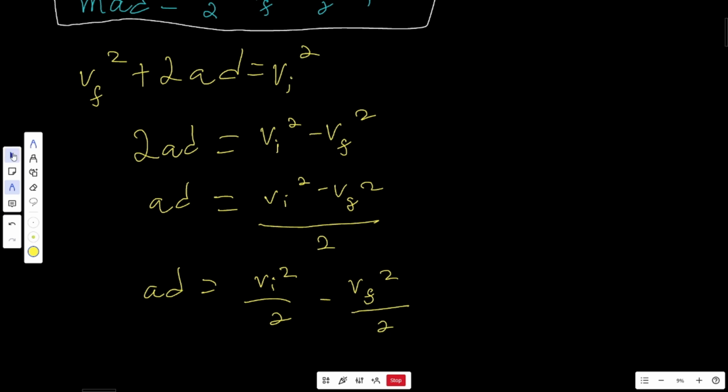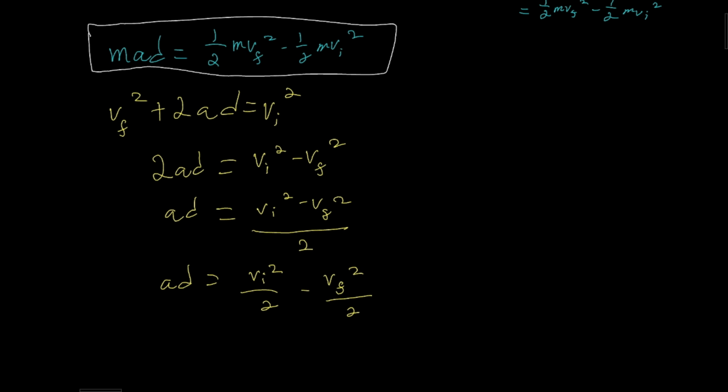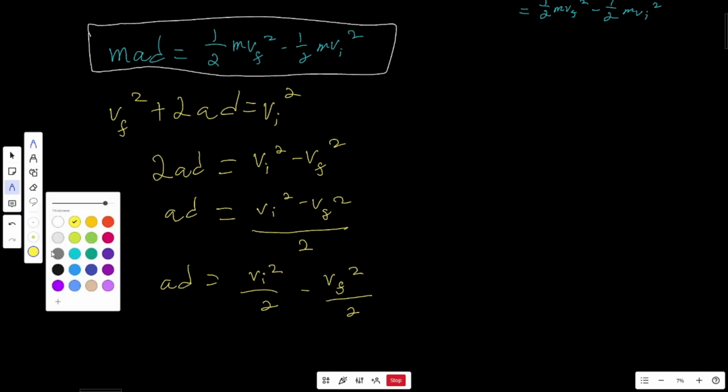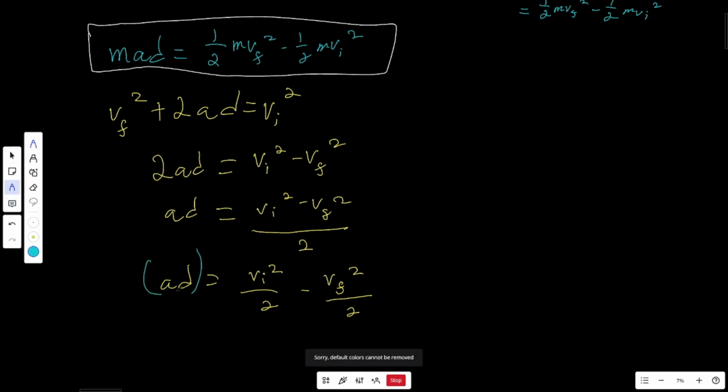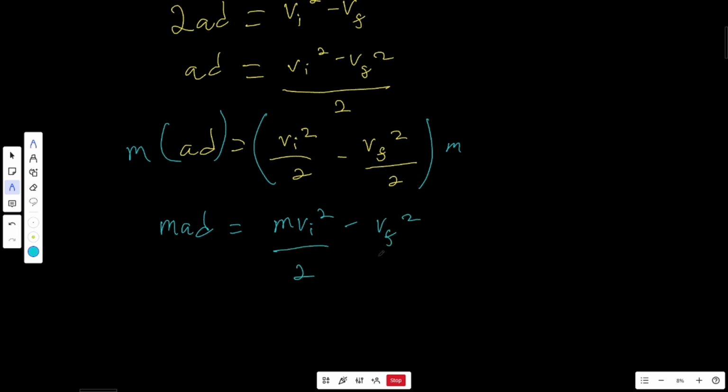Now, we're looking for MAD. We're clearly lacking an M. So what do we do? It couldn't get any simpler than just multiplying M to both sides. So M times AD is equal to everything on the right side times M. And this will give us a final answer of MAD is equal to M times Vi squared minus Vf squared over 2.